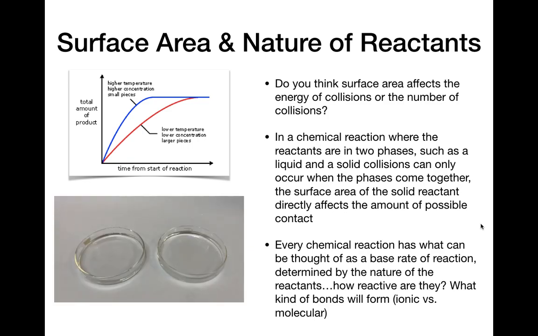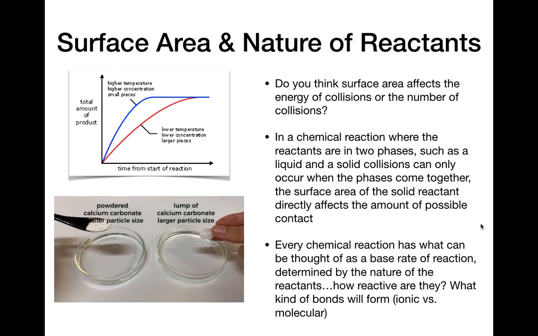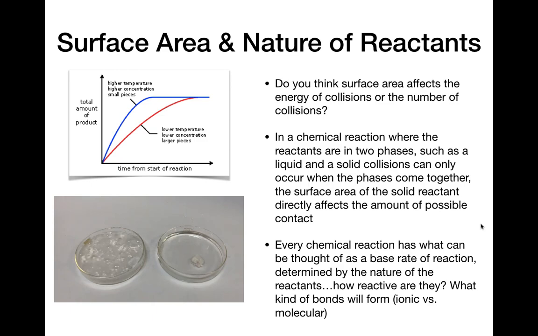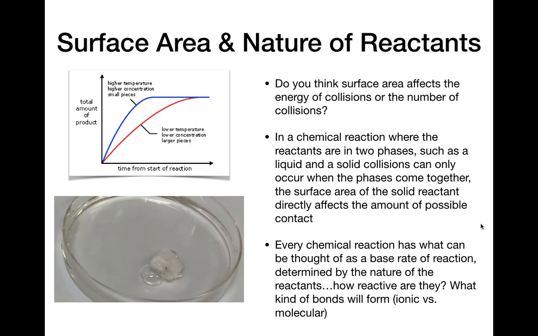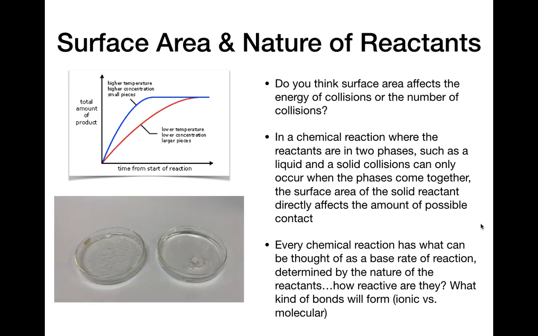So here we have the same reactants being mixed. We have powdered calcium carbonate and a lump of calcium carbonate, and they're both reacting with HCl. Notice the rate of reaction here. Which one is going faster? There's nothing different here except surface area. Everything else is constant. Same amount of each one, because bigger surface area means more collisions, and more collisions means more reaction.